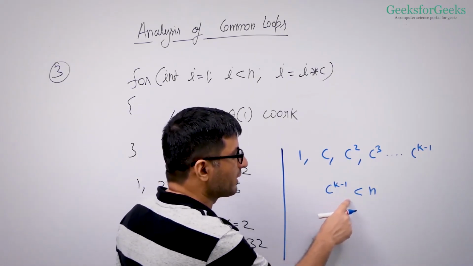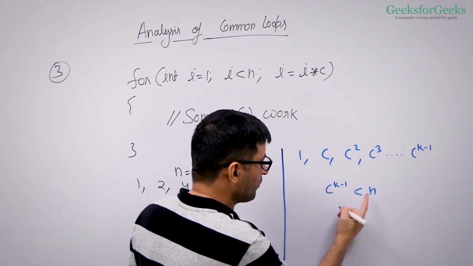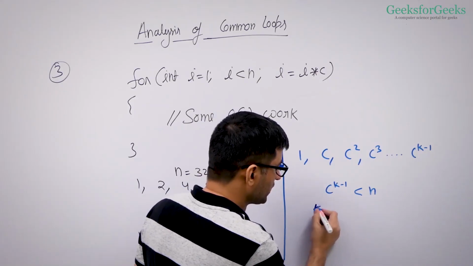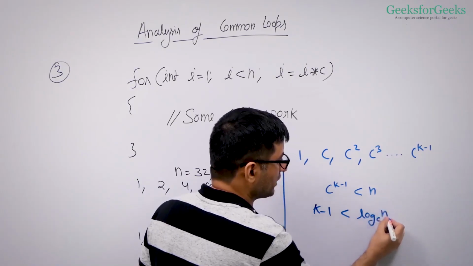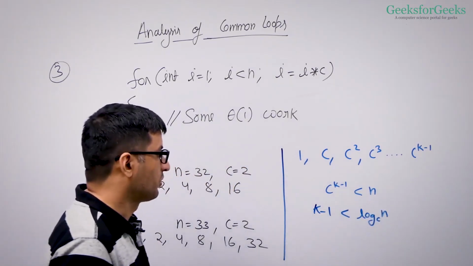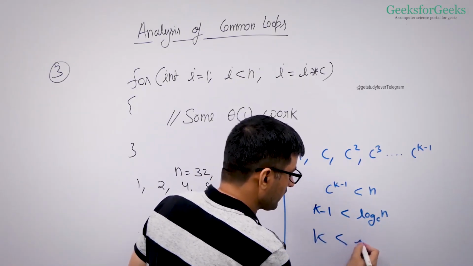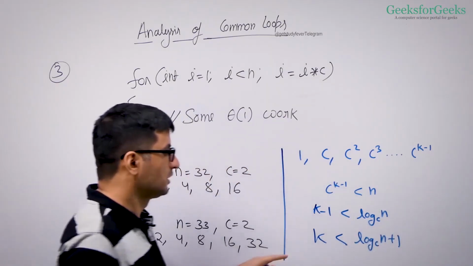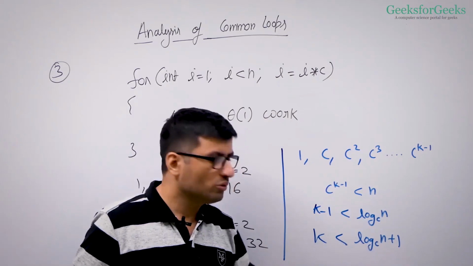So c raised to the power k minus 1 has to be smaller than n, and how do you find the value of k in such a situation? You take log on both sides. So you say k minus 1 has to be smaller than log base c n. Then what do you say? K has to be smaller than log base c n plus 1, which means these many times this loop is going to run.